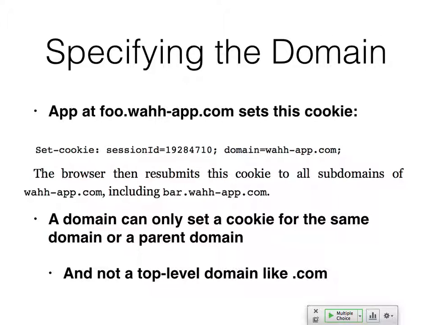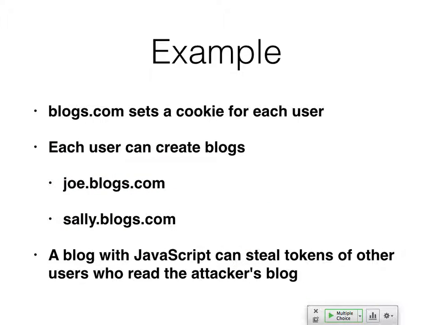You can specify it. So here you can specify domain wa.app.com, and it will now go to every subdomain of that, like bar.wa.app.com. You can't set a cookie for some other domain, like yahoo.com when you're not Yahoo, and you can't set it for a top-level domain like .com or anything. That would be horrible.